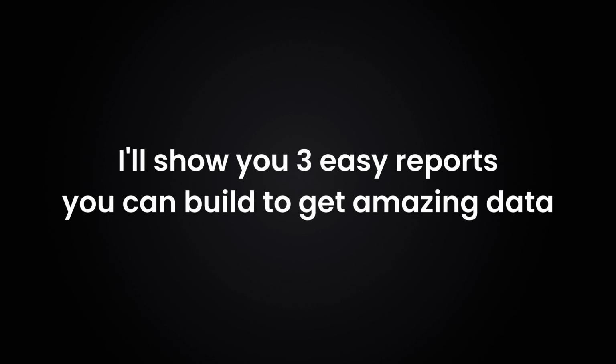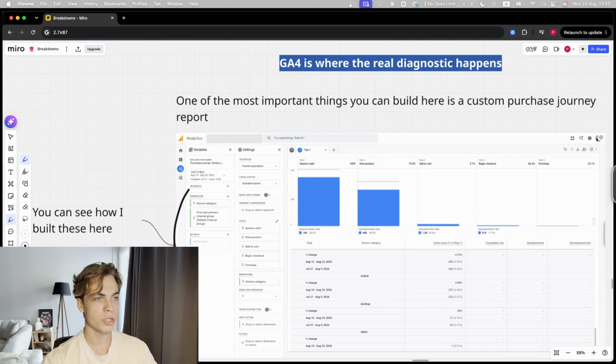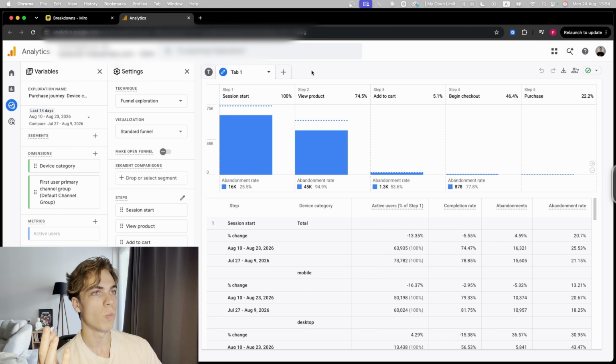So one of the most important things that you can do here is build a custom purchase journey. And you can see over here basically the things that you need to build them. So this is what the Google Analytics report is going to look like. I have some things blurred out over here probably, but yeah. Now this is the customer journey, or one basically variation of it that you can build.